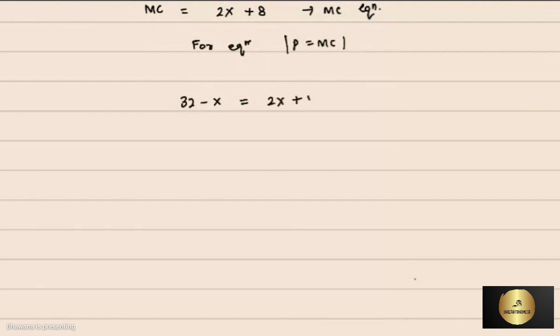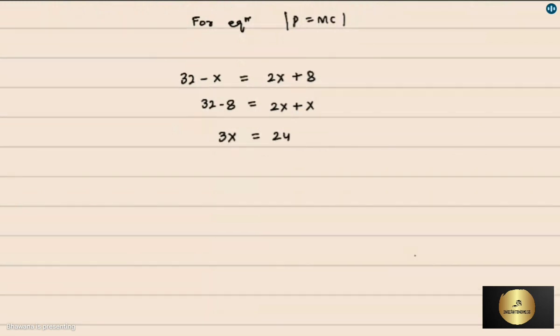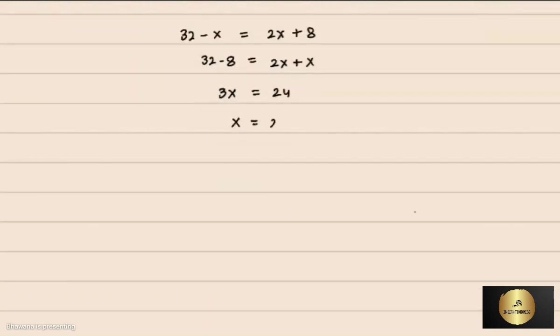Now we will rearrange this. We will get 3x is equal to 24, and x will be 24 by 3, that is, x star will be 8. This is the profit maximizing level of output for the perfectly competitive firm.